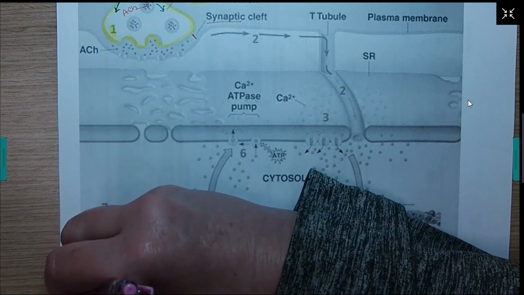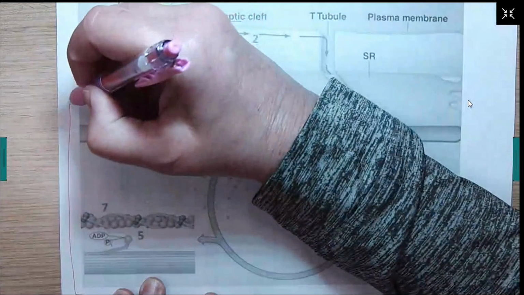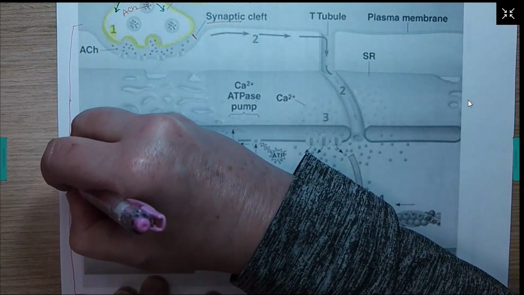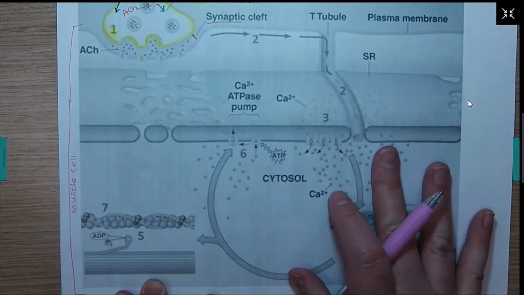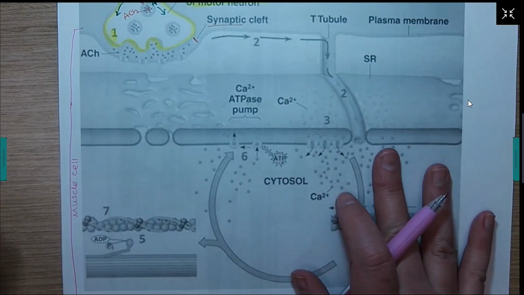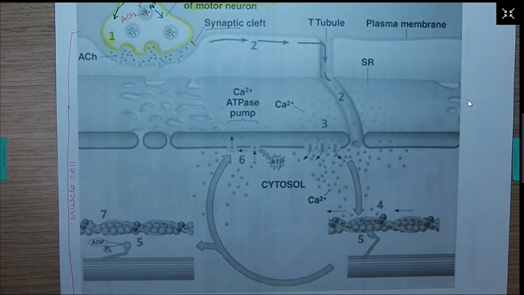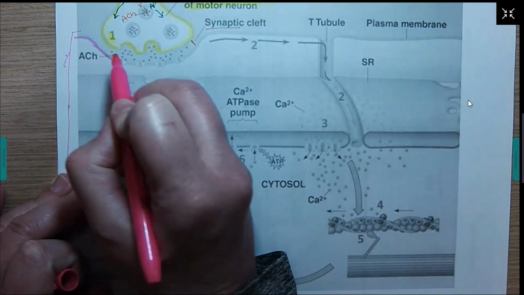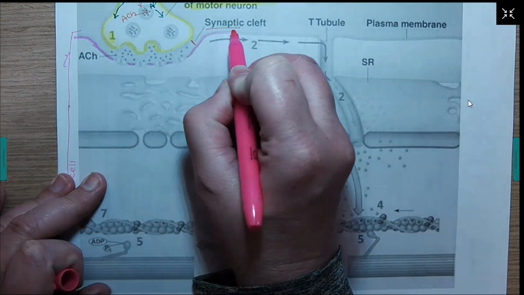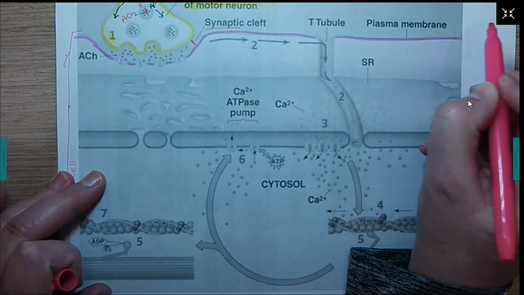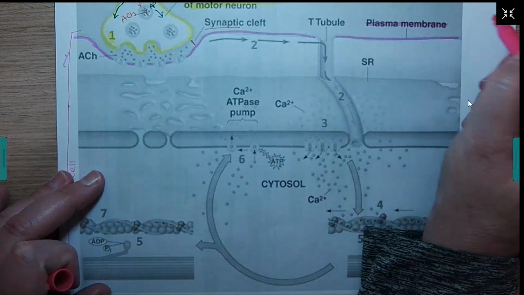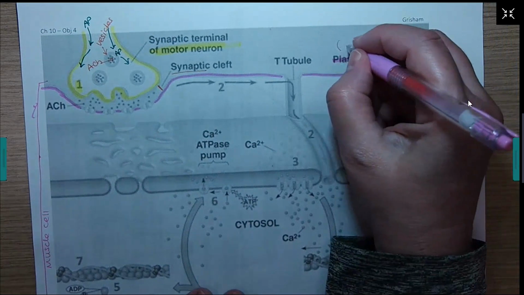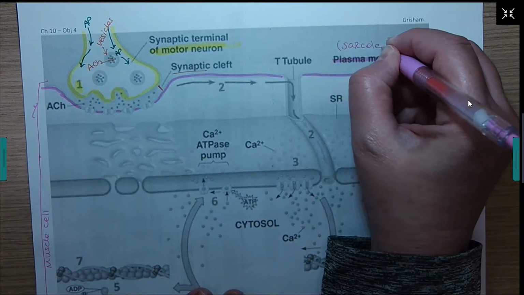So this whole thing here is the muscle cell. You've got more muscle cell because you've got a lot of stuff going on inside the muscle cell than you had before. So all of this right here, sorry, is the plasma membrane of the muscle cell. And remember, the plasma membrane of the muscle cell is also called the sarcolemma.